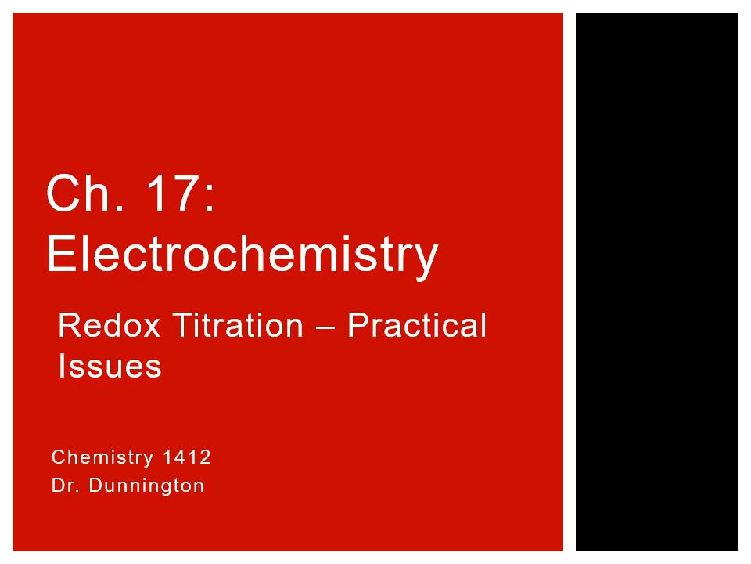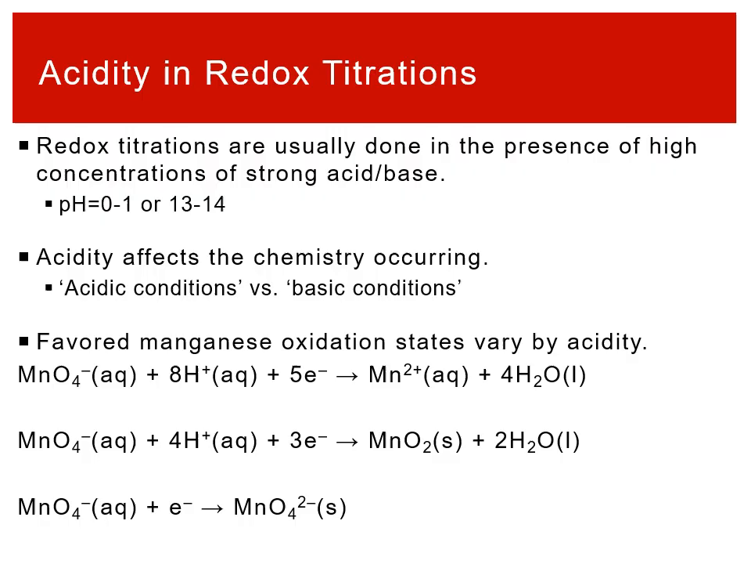We want to finish by touching base on some other practical issues that come up with redox titration. The first is that when you're running a redox titration, you are usually doing it in the presence of high concentrations of strong acid or base. So in the flask, you're going to add enough strong acid or strong base to make the pH like 0 to 1 or 13 to 14. The acidity affects the chemistry occurring.